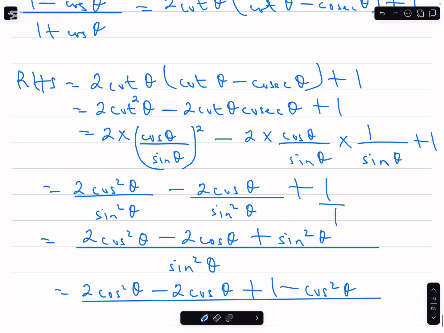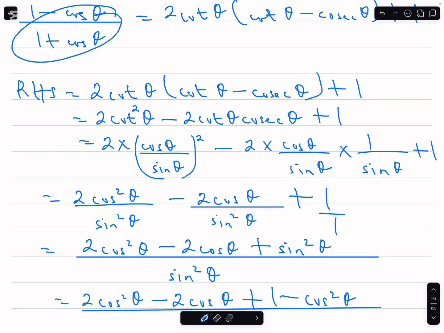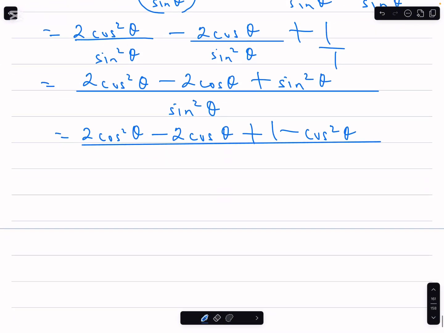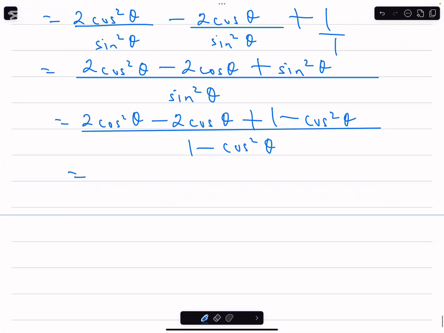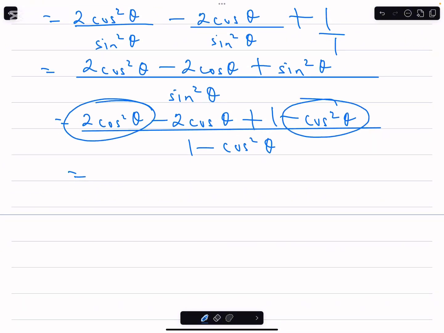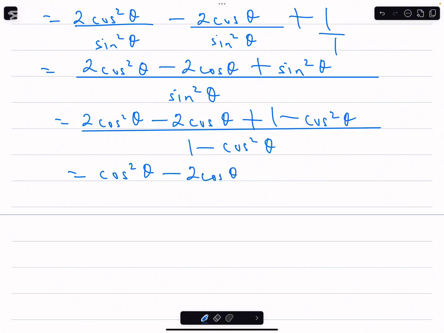The left hand side doesn't have sine in it at all. So I'm going to write the denominator sine square theta as 1 minus cos square theta, and that's equal to 2 cos square theta minus cos square theta. That's 1 cos square theta, which is simply the same as cos square theta minus 2 cos theta plus 1 all over 1 minus cos square theta.